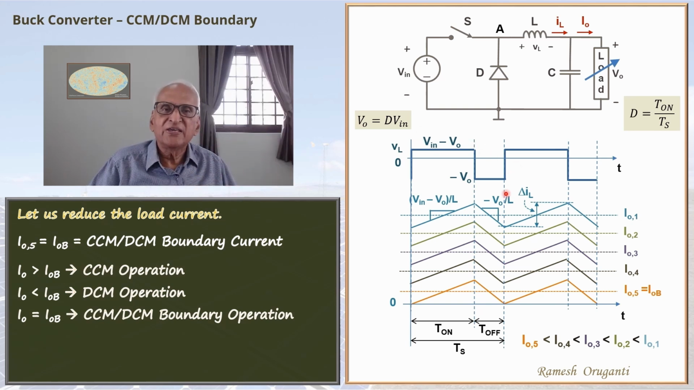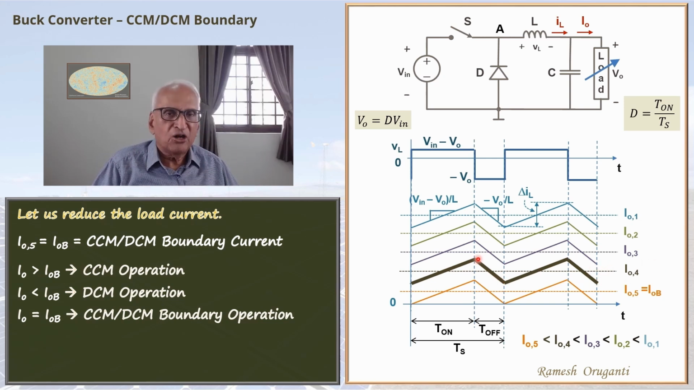Equation for delta IL, that will be valid. DCM equation, which we will derive in the subsequent videos, those will be valid also. Now let us see intuitively what factors may influence the boundary current. I have taken one of the load currents, I04, made the line thicker. We will focus on that waveform.